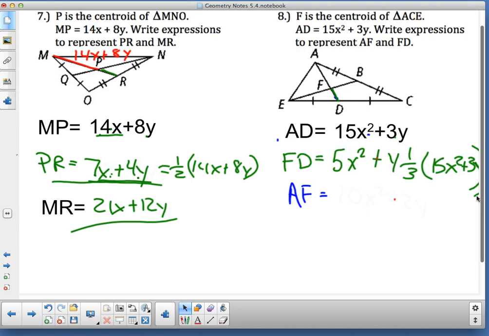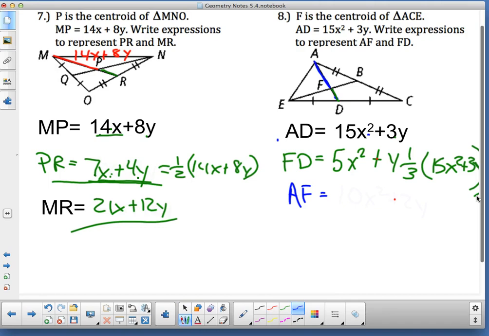Now, it freaked people out to see that x squared. Dude, it's just a variable. I'm all about the coefficients. It's the variables, those variables with the powers, that allow me to add stuff together because of like terms. But the coefficients is what I'm dealing with. They're just numbers.